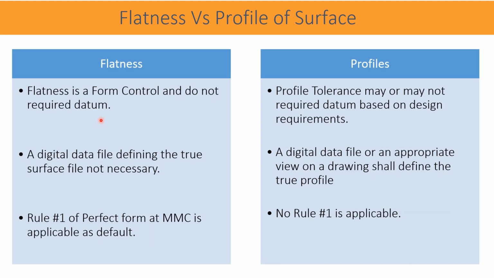Flatness is a form control, and form controls don't require a datum, and therefore flatness does not require a datum. While profile tolerance may or may not require a datum, it is based on the design requirement. When the requirement is a form, then no datum is applicable. When size, form, location and orientation are required, the profile comes with datum symbols.